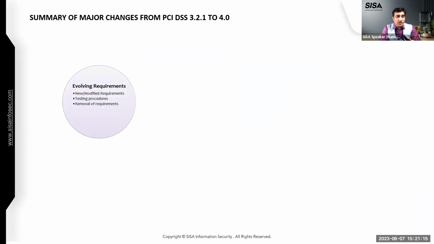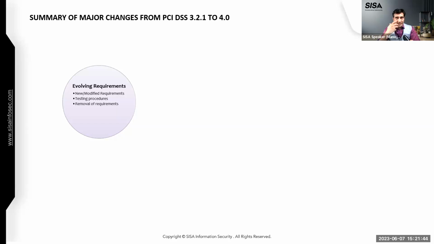Okay, so let's talk about changes now. I have told in my previous webinar as well that a lot has changed, right? Version 3.2.1, which was the previous version, has been upgraded to version 4.0, and there has been a major change in this particular version. That is why we are not terming it as 3.2.2. We have put a term like version 4.0. That means there are a lot of changes which have come in this framework.